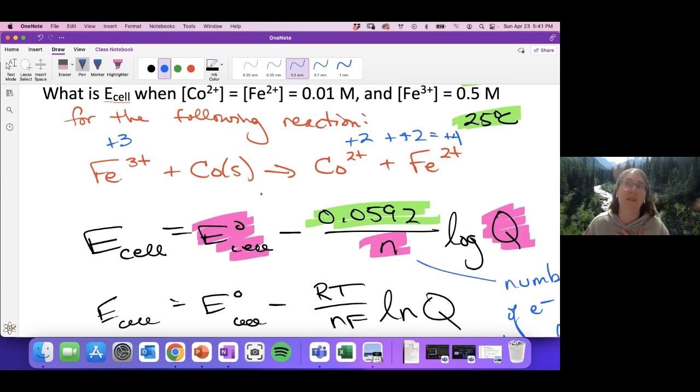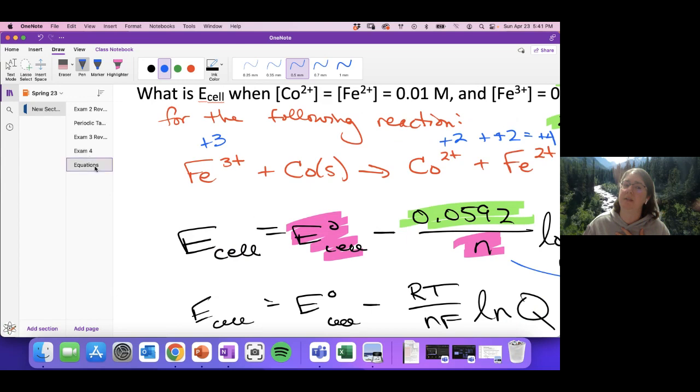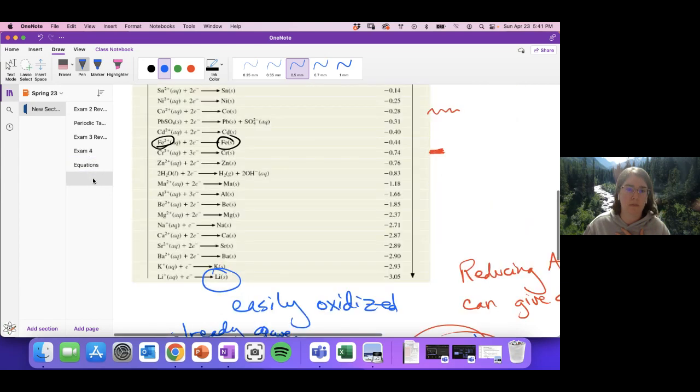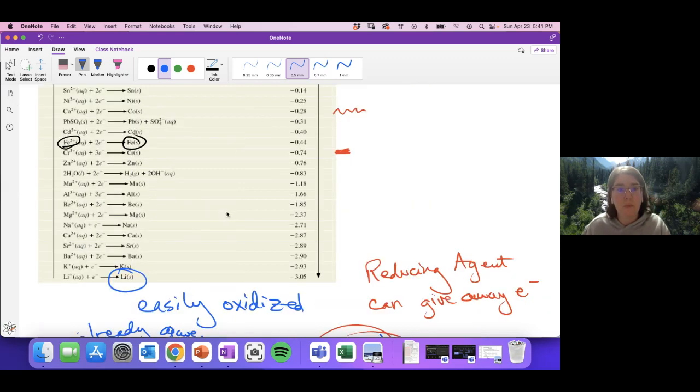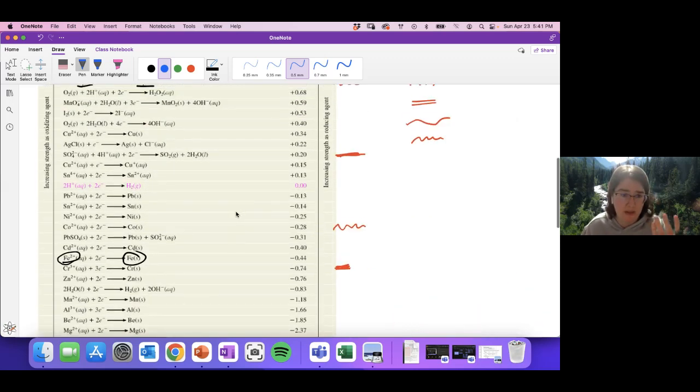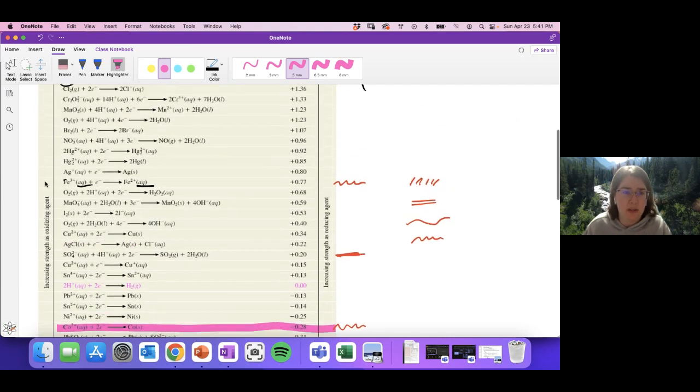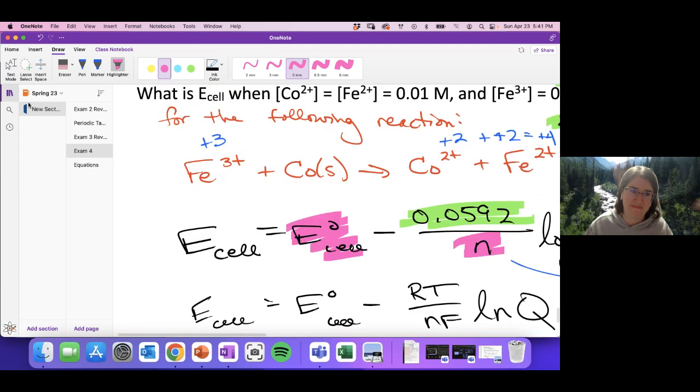Now, granted, because of E cell, we could actually just flip over here. Thanks, OneNote. The hidden thing. We could actually flip over here, and if we can find them, here is my cobalt reaction. I know it's very small, but here's my cobalt reaction with 2 electrons. And over here is my iron reaction with 1 electron. But if they're not in the table, how would we know?